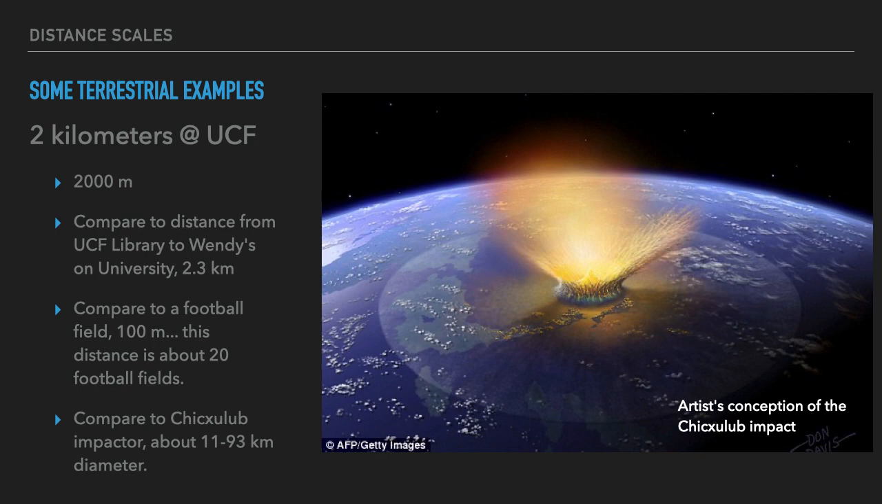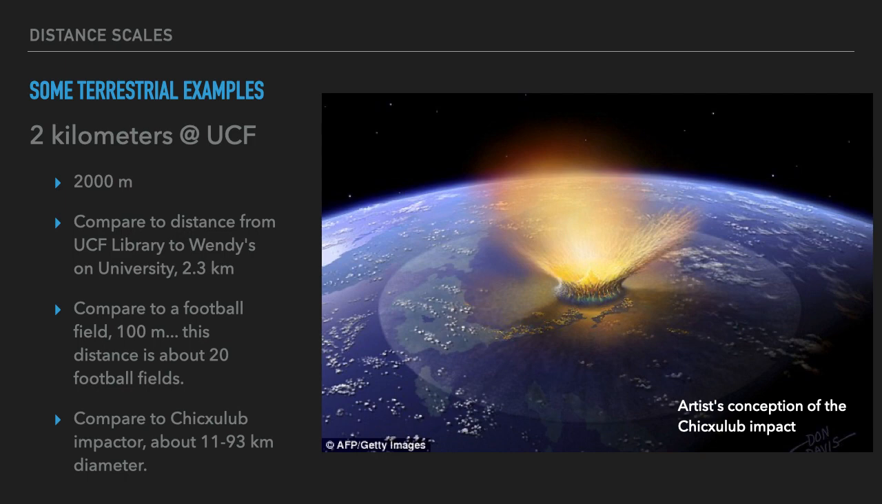You might be meaning this. Now, Chicxulub is a little bit bigger. You might say the Chicxulub impactor is maybe on the order of a few dozen kilometers. So that's a little bit bigger in size. And you might say that the distance to Wendy's is on the order of a few dozen football fields, 2 kilometers, a few dozen football fields. That's one of the ways that scientists talk about distances and lengths and mass.